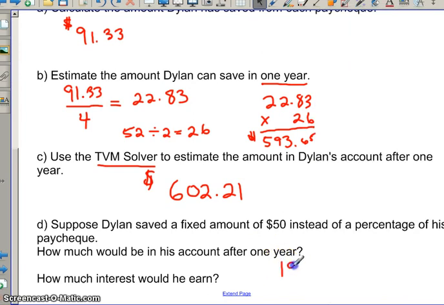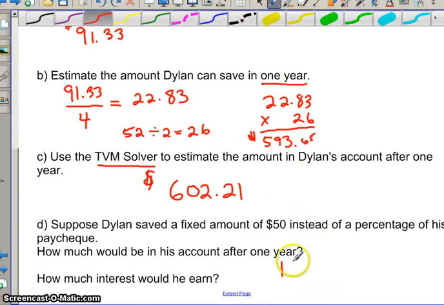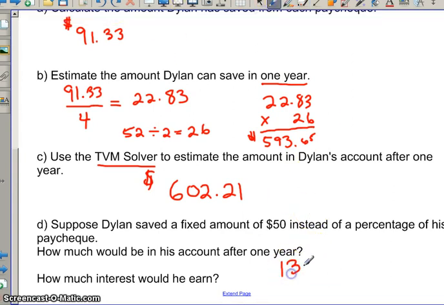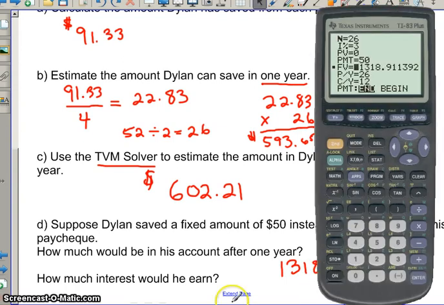So in his account, $1,318, and I think it was 91 cents. I'll check that quickly. Okay, we're good.